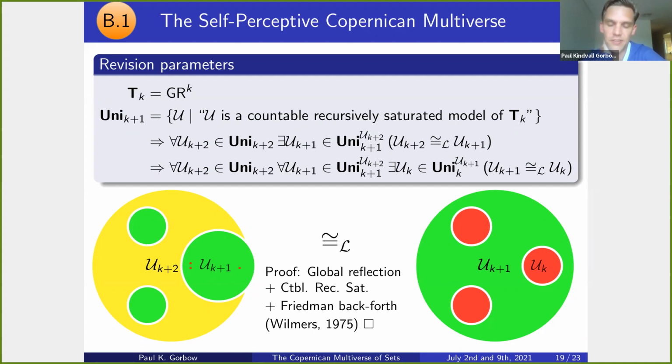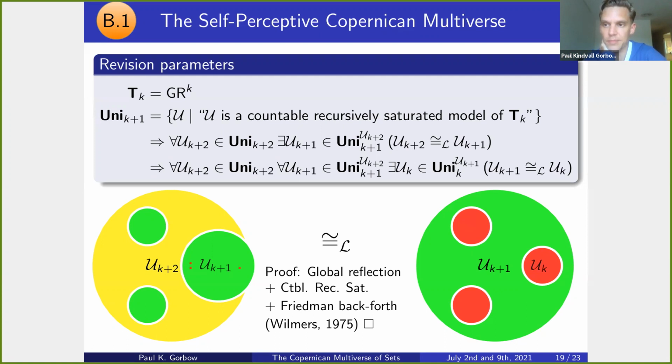Here, global reflection is essentially used. The fact that the models are countable recursively saturated also plays a big role, of course. And then the technique by Friedman is used to get this isomorphism. So what Wilmers showed in 1975 is that if you have a countable recursively saturated model of ZF, then there is a B_alpha within that model, such that if you externalize that B_alpha, then it's isomorphic to the whole model.